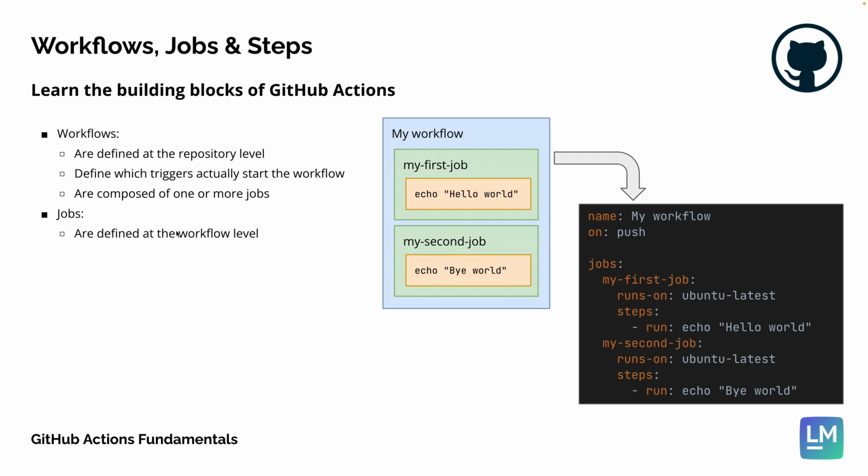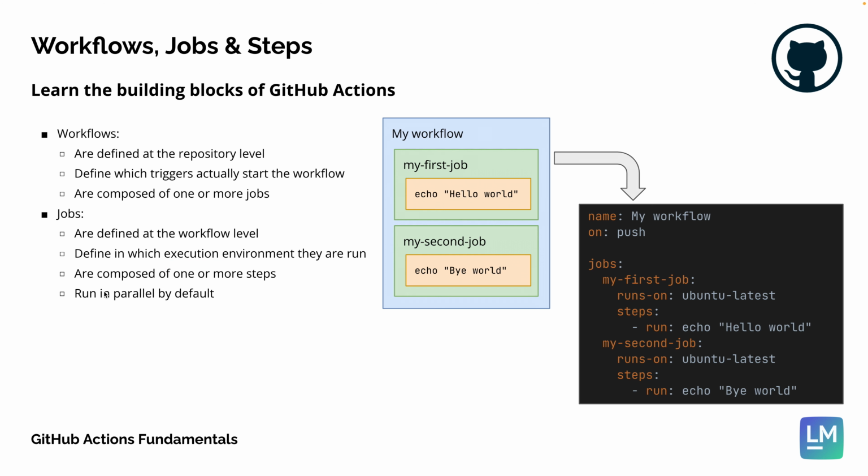Jobs are then defined at the workflow level. We cannot create jobs outside of workflows. And they also define in which execution environment they are run. This can be Linux, Windows, or Mac. We will explore the differences and the possibilities in a later lecture. And they are composed of one or more steps. And by default, jobs are run in parallel. That means if you create 10 jobs and you do not specify any dependencies between these jobs, they will all start at the same time whenever the workflow is triggered.